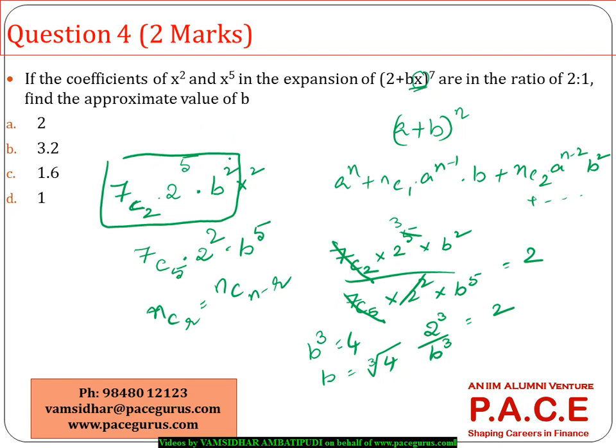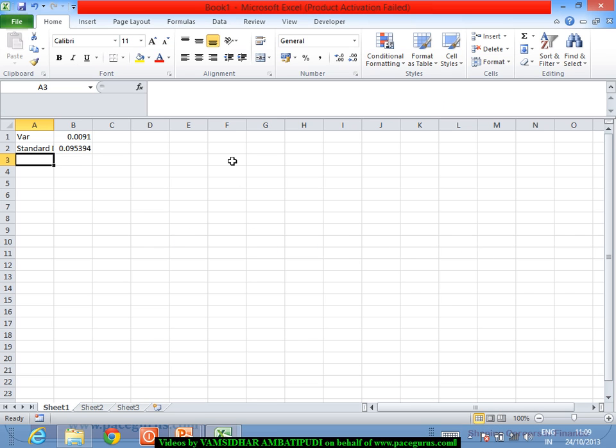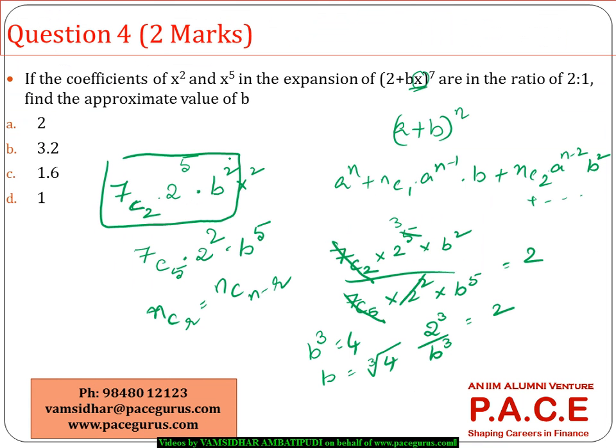So what should be the cube root of 4? Obviously I can check it out. So 4 to the power 1 by 3, you can do in your calculator, 1.587. So somewhere close to 1.6. So I can mark C as my answer choice.